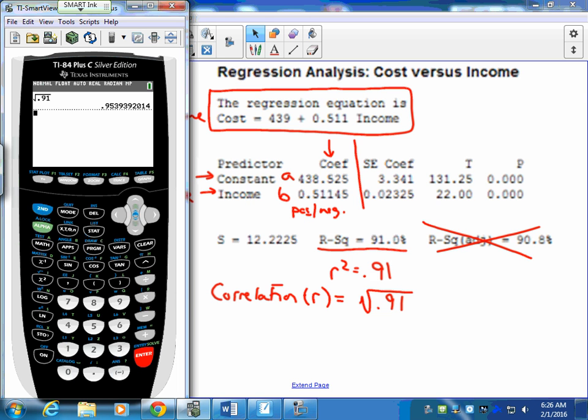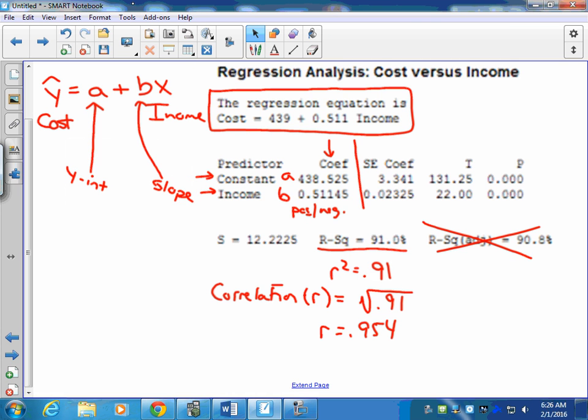So we get a correlation value of 0.954. That's something that you have to do by hand. That gives us our strength, but remember, we have to look at the income value for that correlation coefficient. Is it positive or negative? In this case, our slope is positive, so our r value is positive.